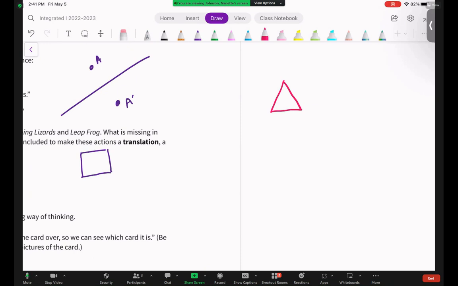So whenever I'm asking for a reflection, I need a mirror. So are you saying, do you want the mirror here? Do you want the mirror here? And it's going to reflect, and it's almost going to look like it stays in the same position, but maybe not facing the same direction, right?